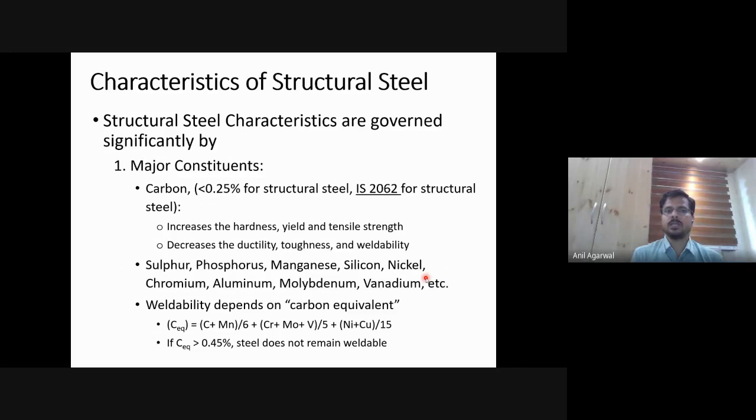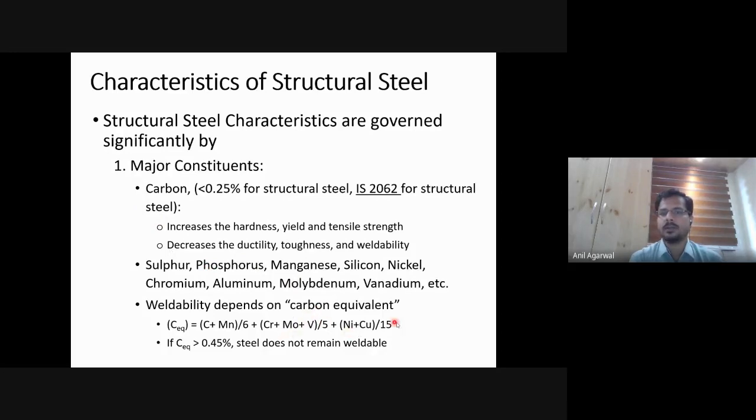Typically, most of the carbon steel or low carbon steel that we use has carbon and many other elements. It may have sulfur, phosphorus, manganese, silicon, nickel, chromium, aluminum, molybdenum, vanadium, and so on. Now, what happens is that there are codes. There is one code, IS 2062, which specifies how much carbon you can have and how much of other metals you can have.